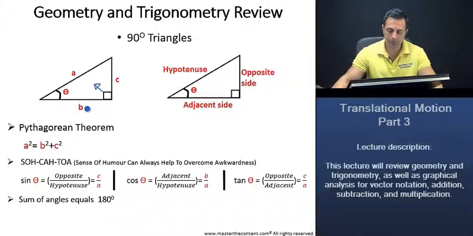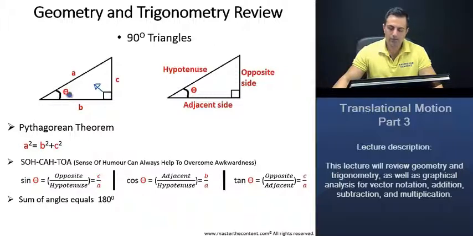Okay, great. Now, with 90-degree triangles, if you have two sides, say we have side C and side B, you can find the third side using what is known as the Pythagorean Theorem: A squared equals B squared plus C squared, and we'll do multiple examples in the coming slides.